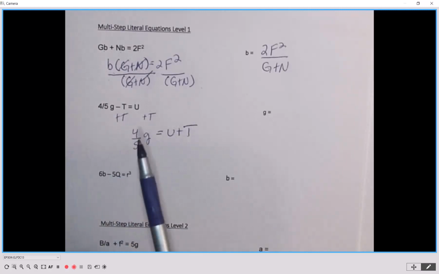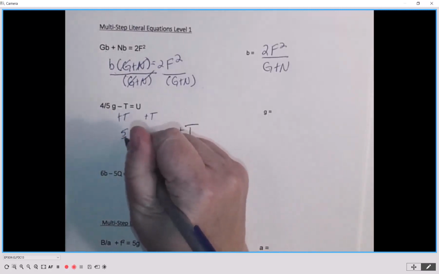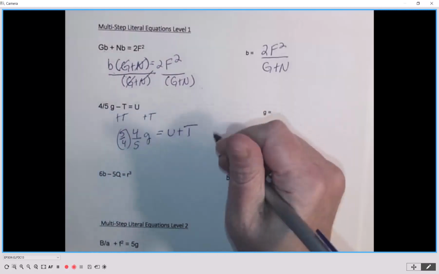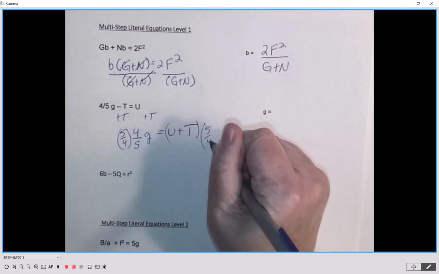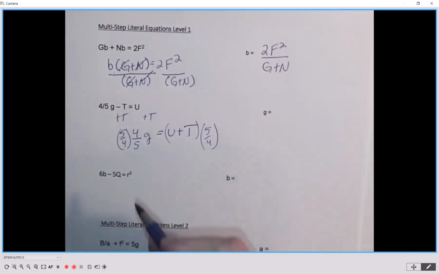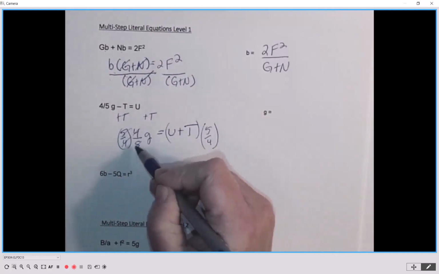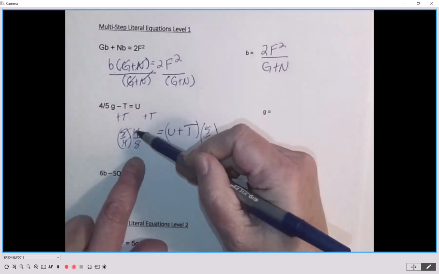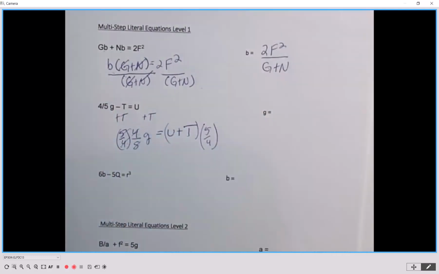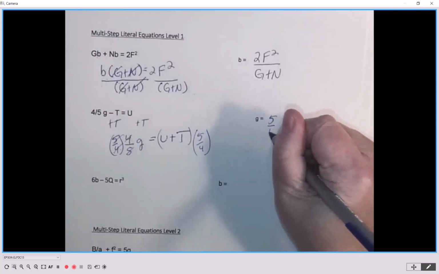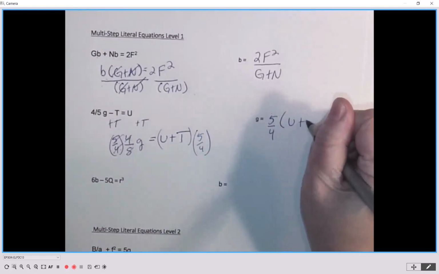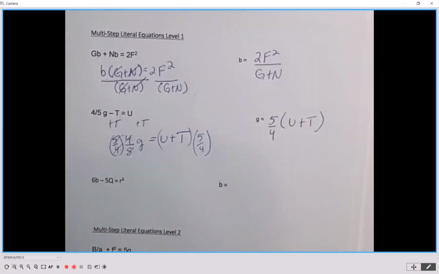So I need to eliminate this fraction, and I'm going to do so by multiplying this side by 5/4. And both of these have to be multiplied by 5/4. You can see that these will cancel out because I took this and I flipped the fraction. And when I do that over here, I'm going to write 5/4 times u plus t, and that's my answer.